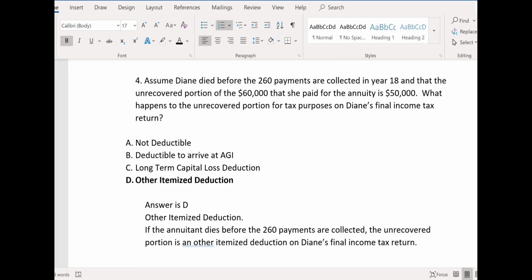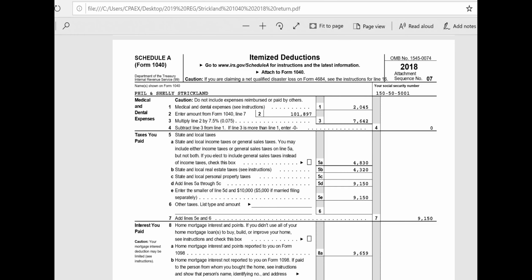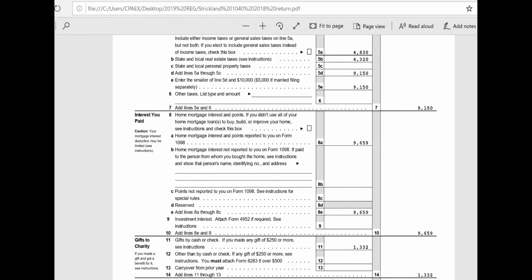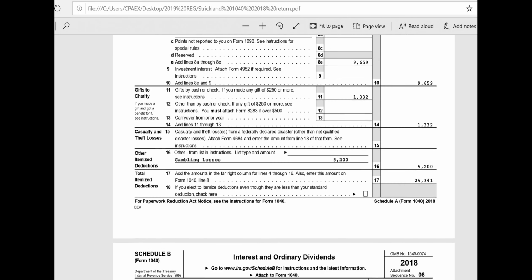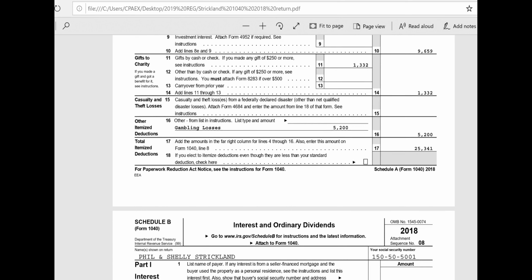If an annuitant dies before the payments are collected, the estimated payments are based on estimated life. So if Diane dies before the 260 payments are collected, there's an unrecovered portion, in this case $50,000. That's considered an other itemized deduction on her final income tax return, Form 1040. Here's Schedule A, and you would scroll down itemized deductions until you got to other itemized deductions, line 16. And right there with gambling losses, you would have the unrecovered portion of an annuity based on death.